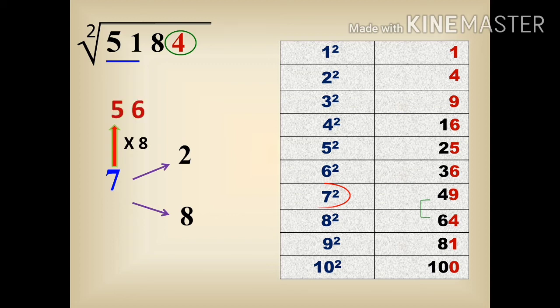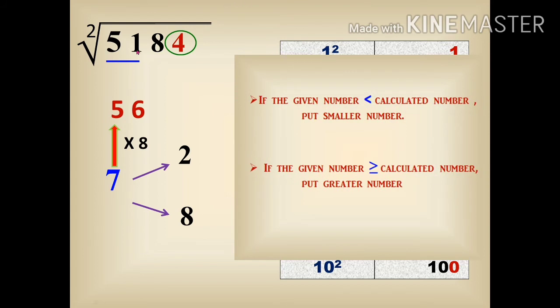So the final step, we are going to do a comparison. The comparison is between the given number and the calculated number. So here the comparison is between 51 and 56. The given number is 51 and the calculated number is 56.